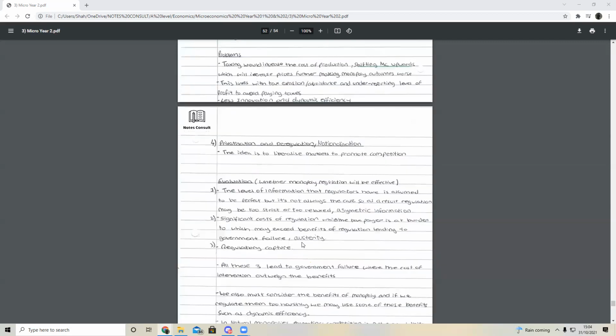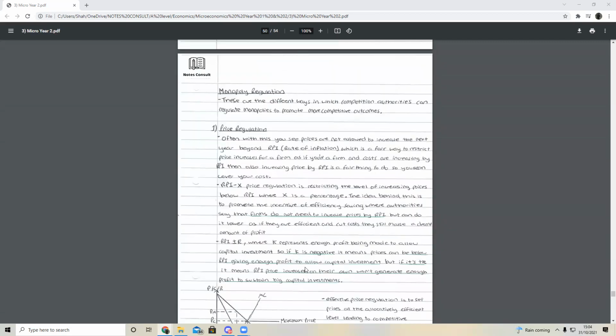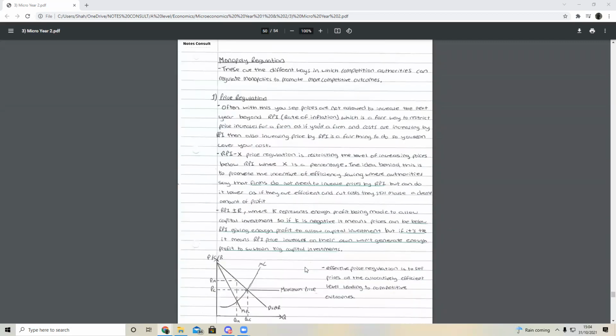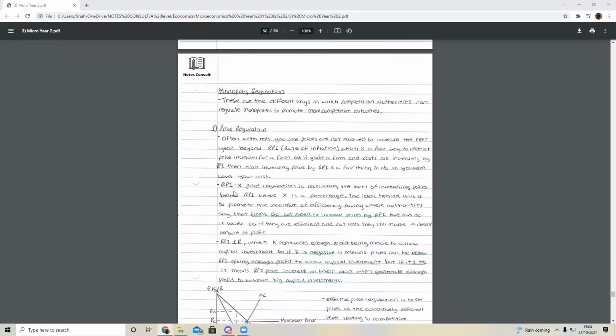So specifically, we can also have monopoly regulation. I wouldn't worry about that, so you can have price regulation. Normally they don't really talk about this concept called RPI minus X. Have you ever heard of this RPI minus X? Yeah, we learn it. X is the expected efficiency gains, and K. That's the thing.